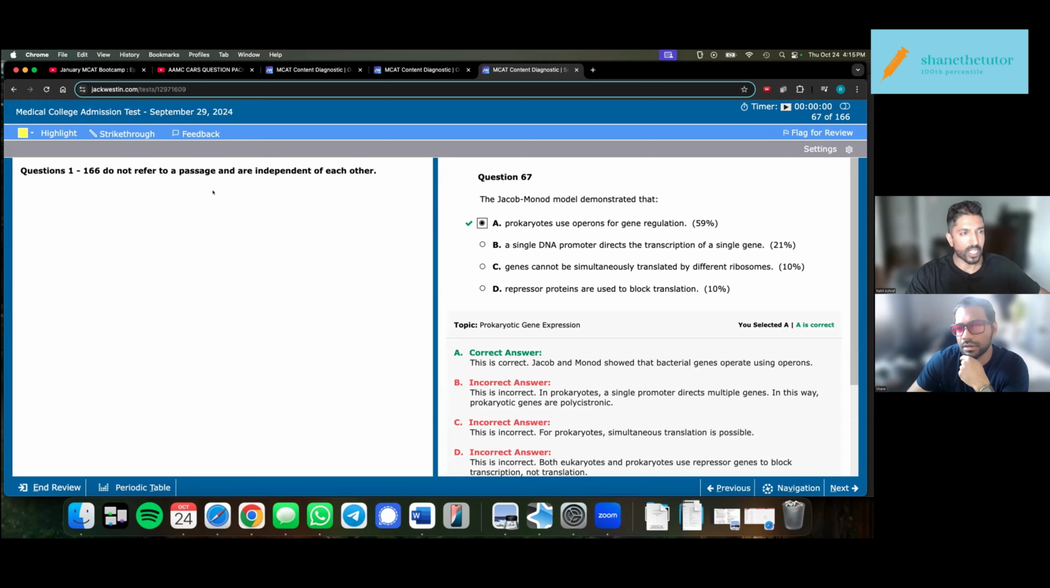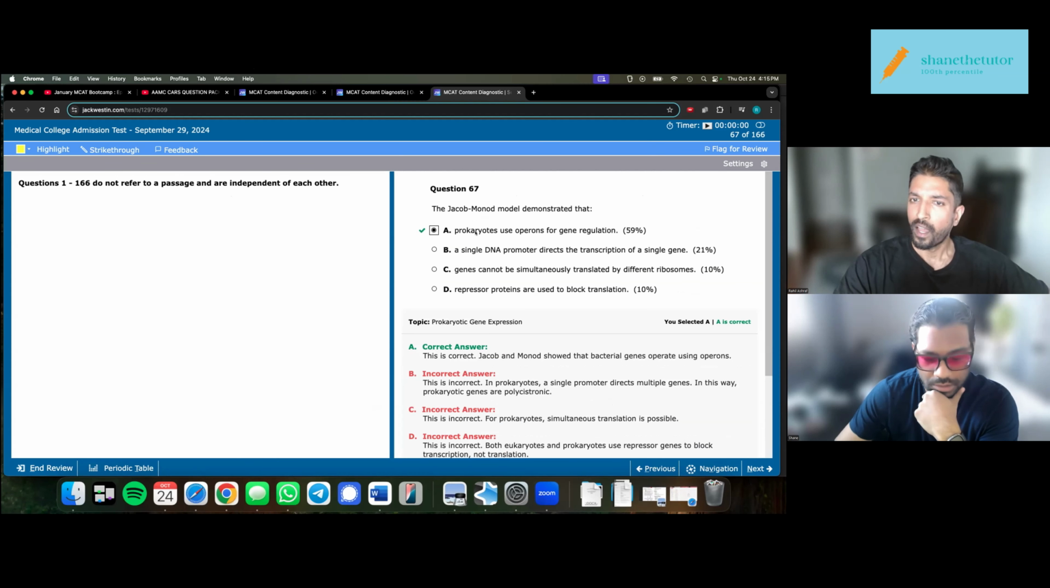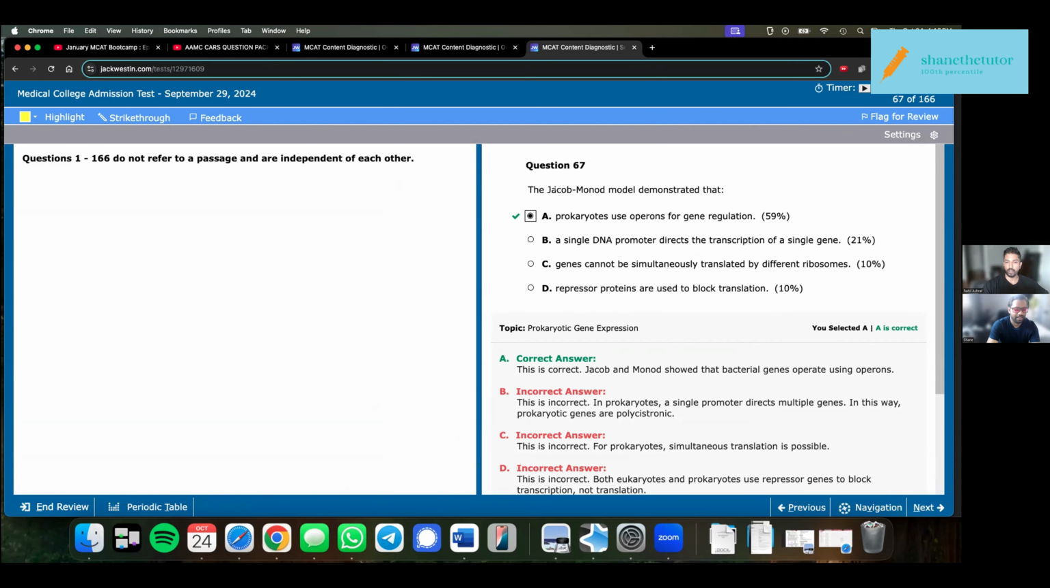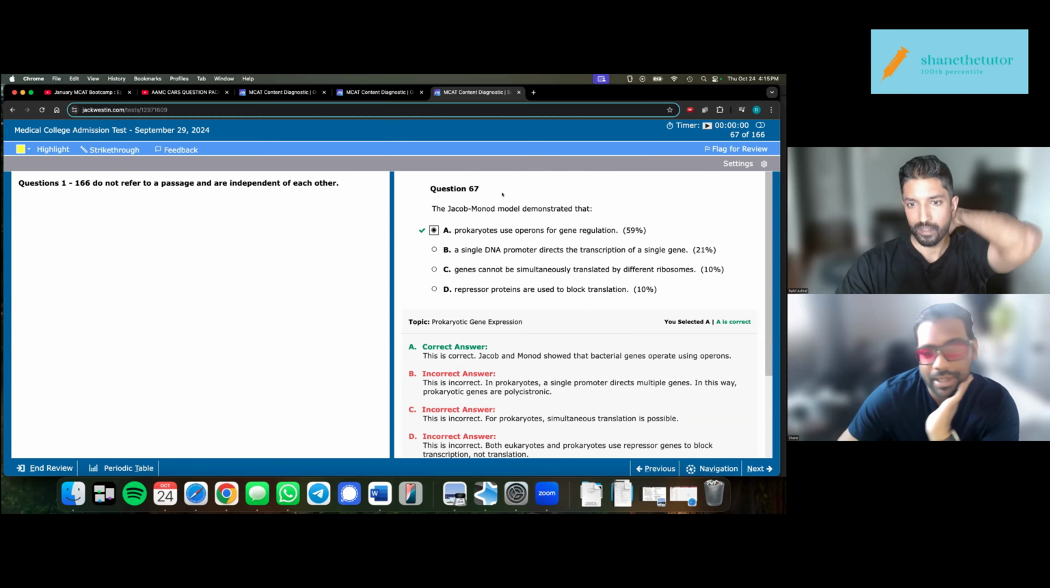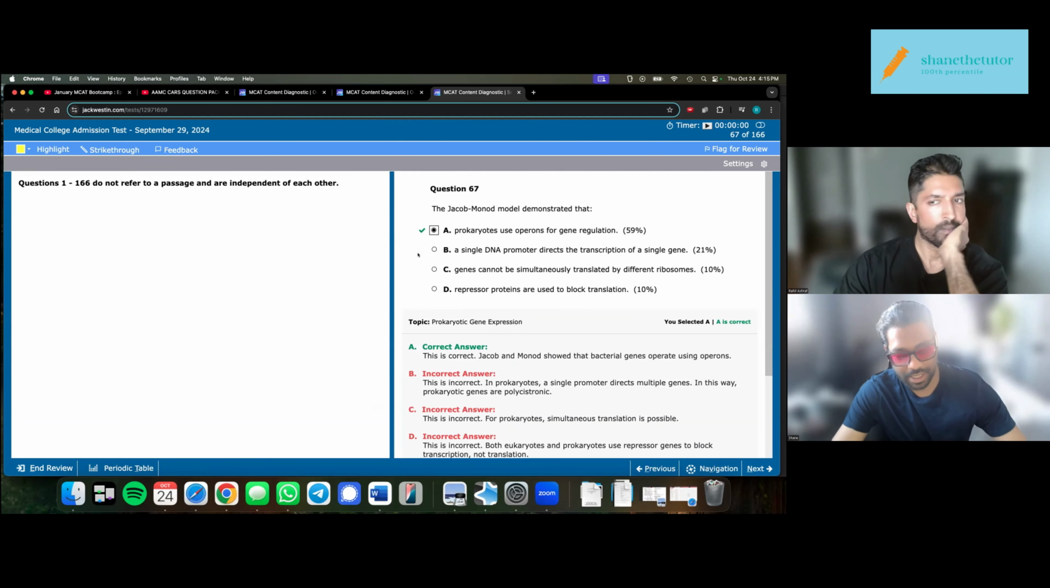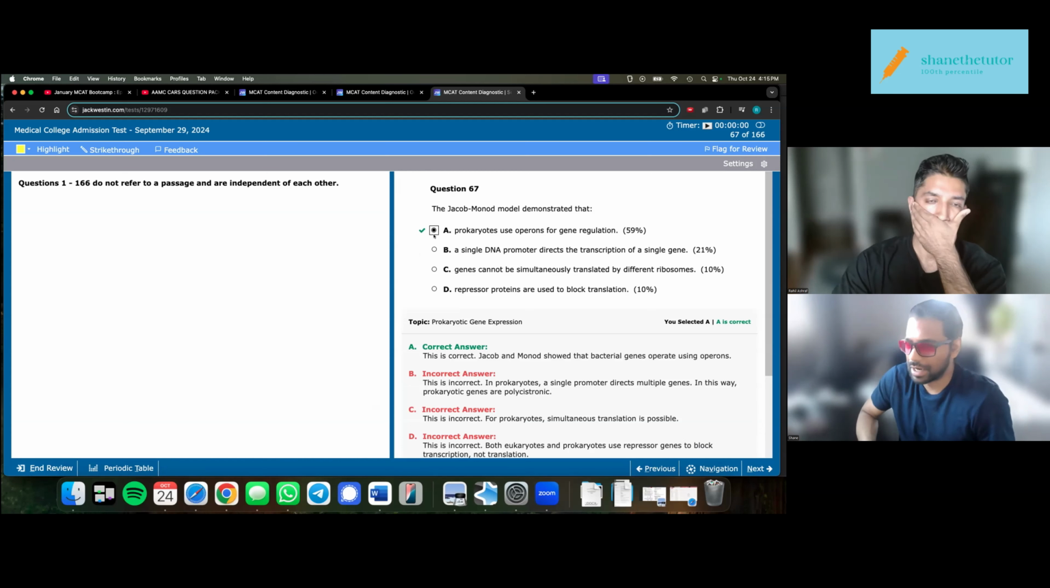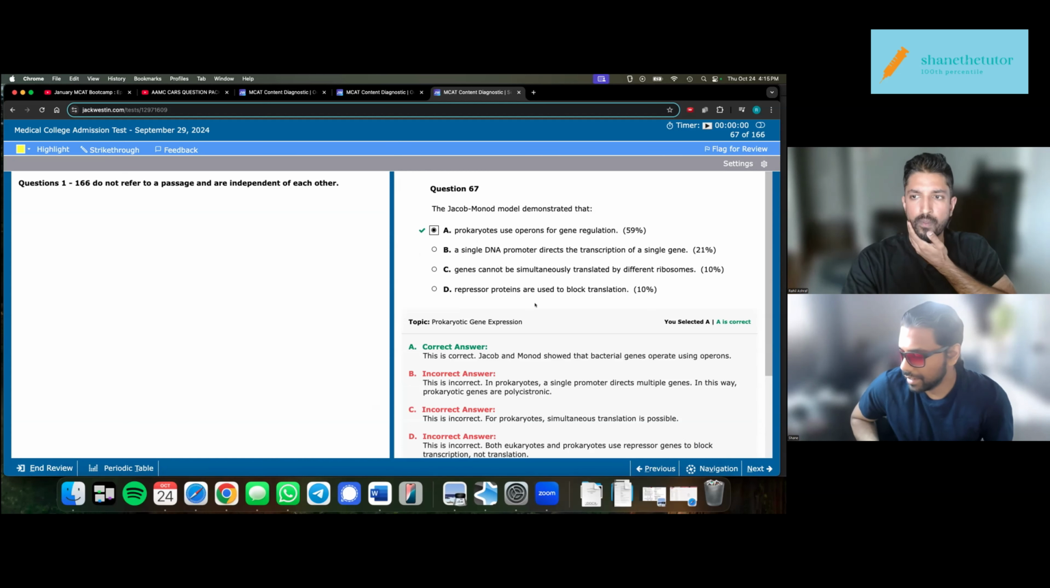So I guess number 67. I've actually never heard of the Jacob Monod model. I'm sure it's probably in my Anki deck, but lately I've just been focusing on the psych-soc. The name of it is less important, but when I first saw it I was like, what is that? But it's really something that you probably know. It's operons.